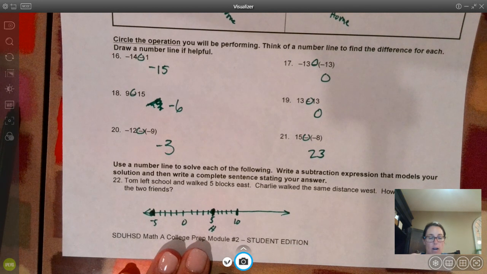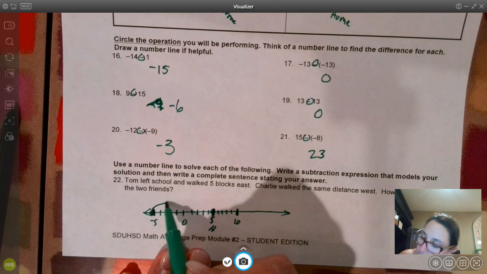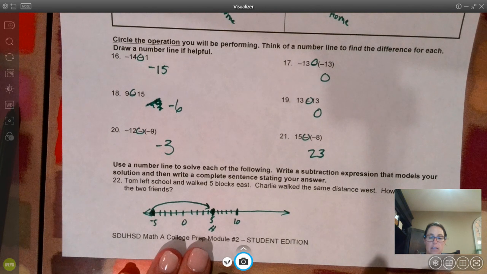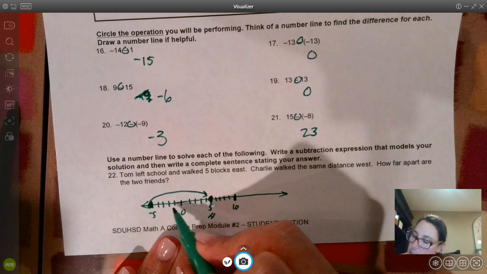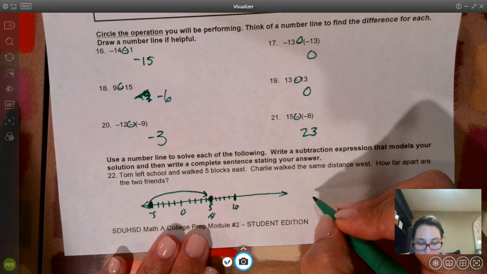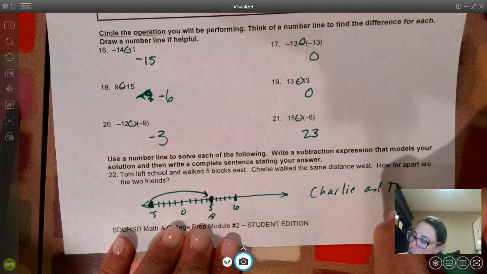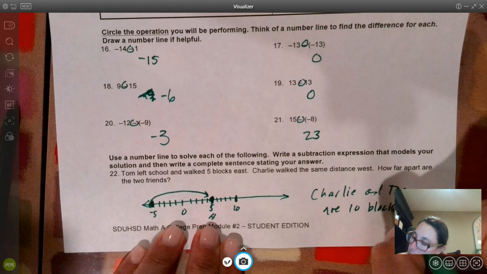Okay, now how far apart are they? If we need to get back home, do you see that that's 10 blocks? This is in blocks, okay? So there are 10 units here. Charlie and Tom are 10 blocks apart.